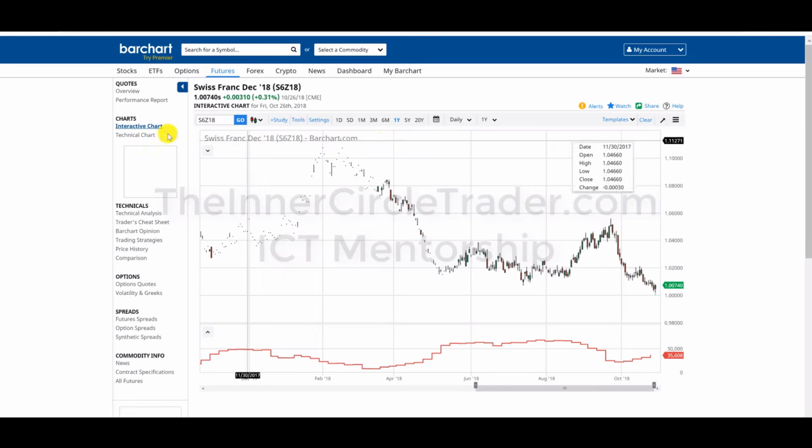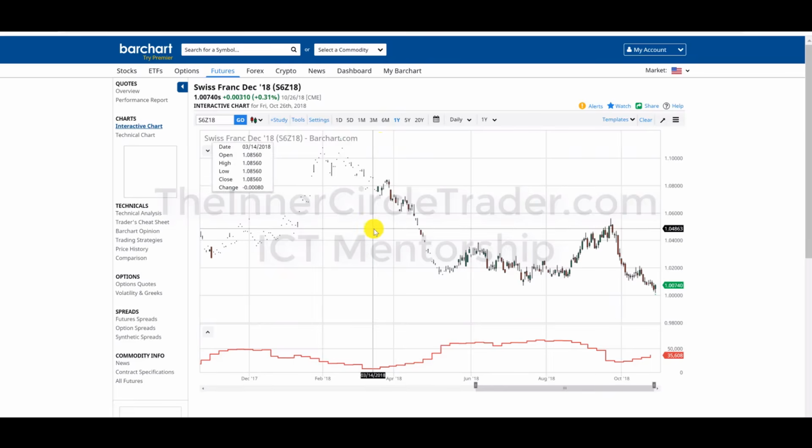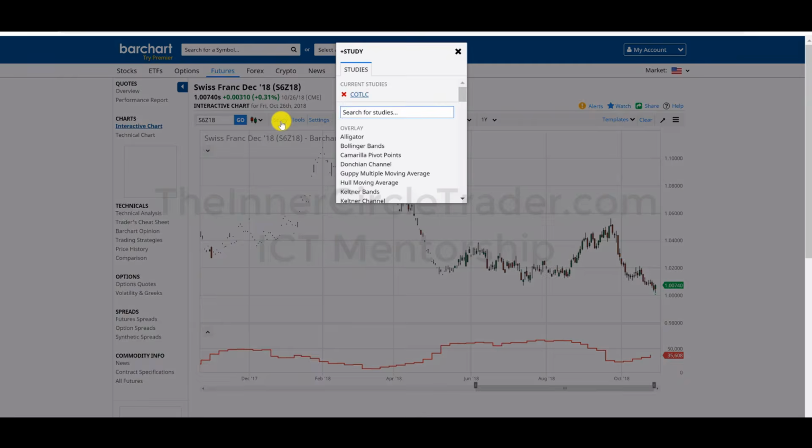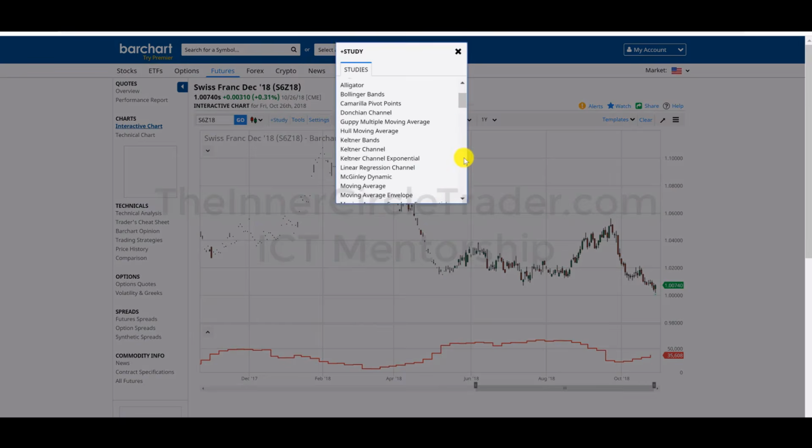But then you go over to interactive chart and you load up this symbol here, S number 6, Z as in zipper, 18. That will give you the December contract here. Then you would go to studies, click on that, add the COT.